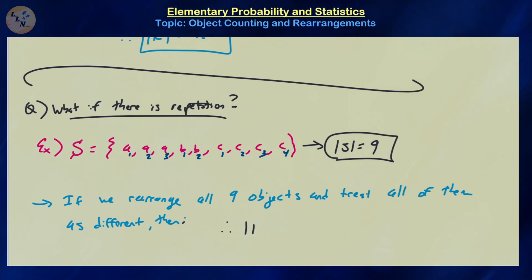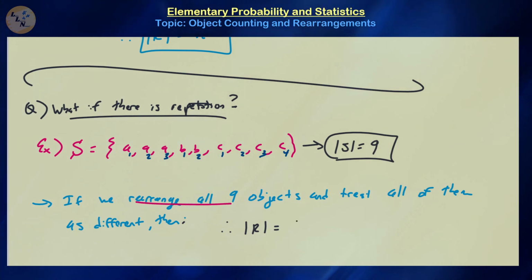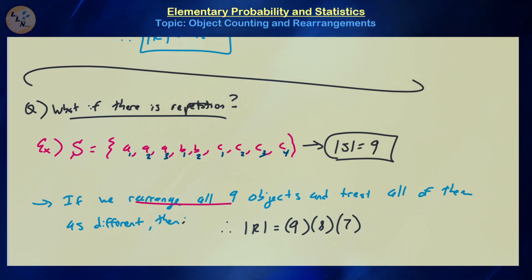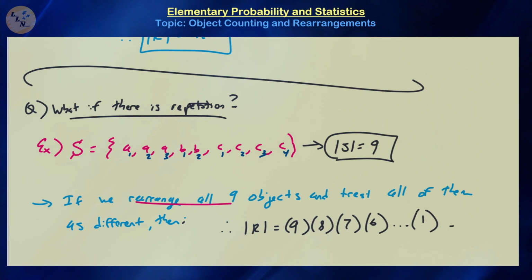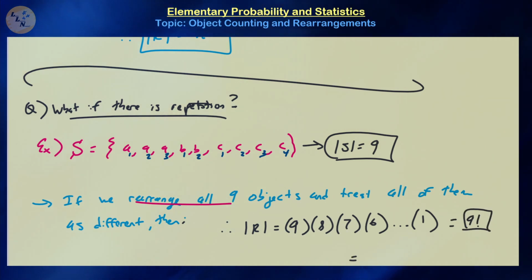So therefore, the number of rearrangements is going to be, assuming we choose all of them, so we're rearranging all of them, 9 for the first, 8 for the second, 7 for the third, 6 for the fourth, all the way down to 1 for the last, which is of course going to be equal to 9 factorial. And if you want to calculate 9 factorial, that's going to be equal to 362,880. So that's quite a big number.